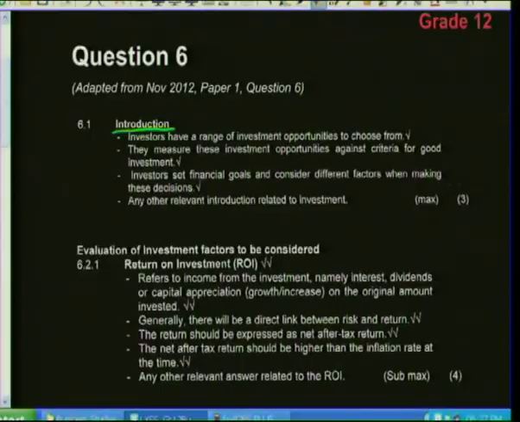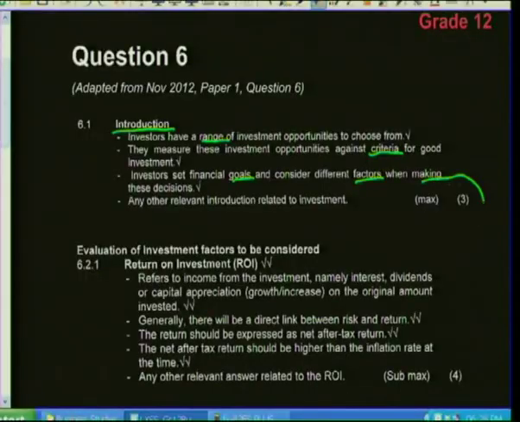I say investors have a range of investment options to choose from. They must measure these investment opportunities against the criteria for good investment. Investors set financial goals and consider different factors when they make their decisions. Also, obviously, whatever you choose to talk about is fine. But look at this. I'm saying that only a maximum of 3 marks will be allocated for your introduction.